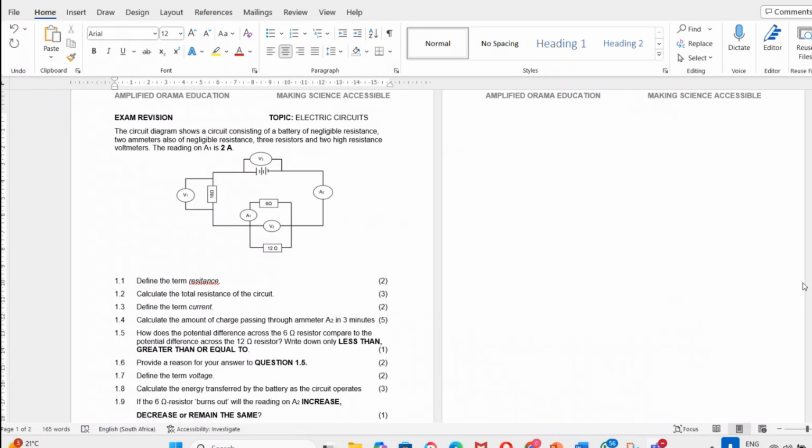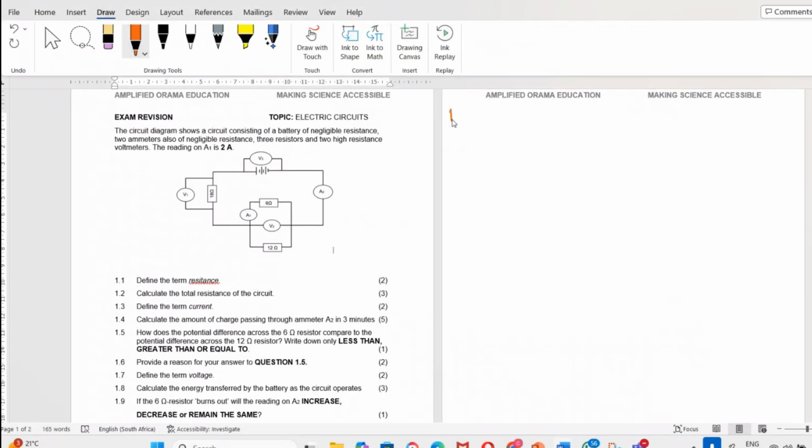The first question says, define the term resistance. 1.1. Resistance is a material's opposition to the flow of electric current.